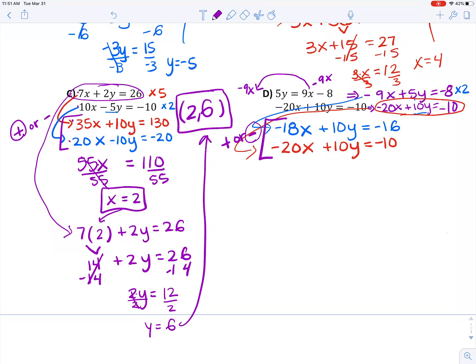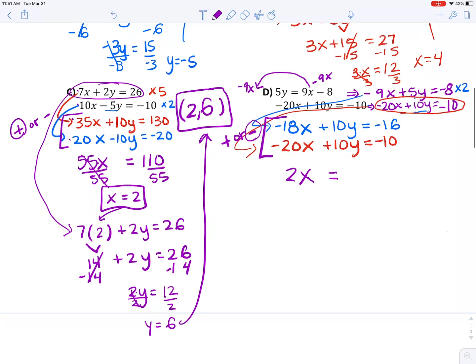So now we have negative 18x minus negative 20x. Remember that minus a negative turns to a plus. So negative 18x minus negative 20x is actually 2x. 10y minus 10y is 0. And negative 16 minus a negative 10, minus a negative turns to a plus, so we get negative 6. 2 times x, how do you undo 2 times? You divide by 2. So x is equal to negative 3.